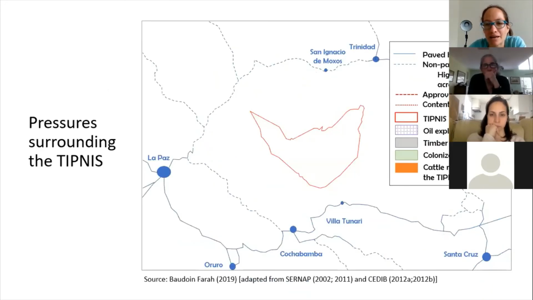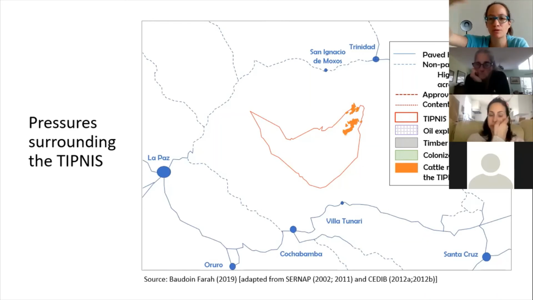There is also, on the southern border of the park, a big colonization area where mostly highland migrants have settled to grow coca and other crops. If you see the orientation of that polygon, it follows the altitudinal gradient of the Andes foothills. So those are the areas that are optimal for growing coca. And the pressure goes from south to north inside the park.